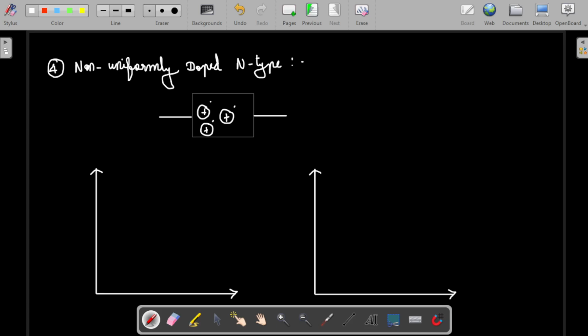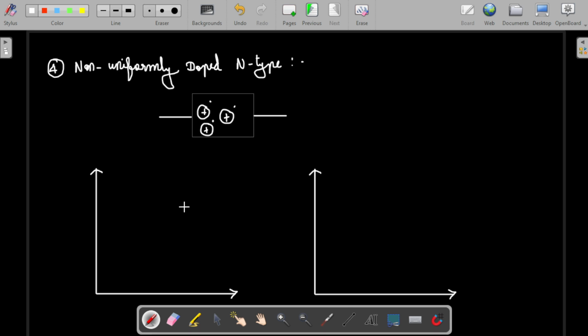So in this class, we are going to continue our extension on the non-uniformly doped N-type semiconductor. So we know that this is the representation that we used to follow for the non-uniformly doped semiconductors, and the plus and the electron outside is indicating that it is an N-type. So this is a non-uniformly doped N-type.